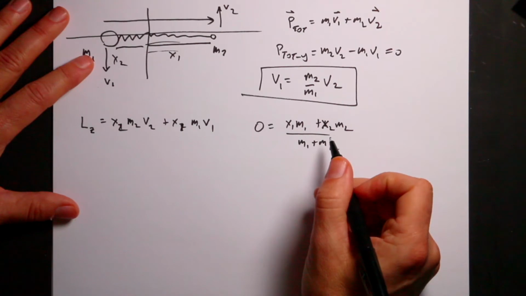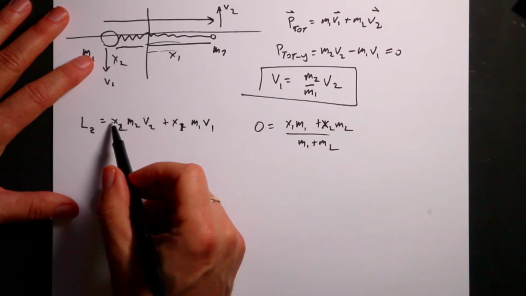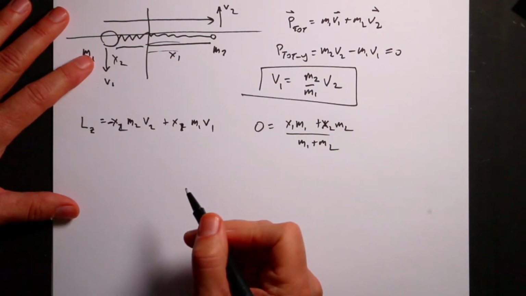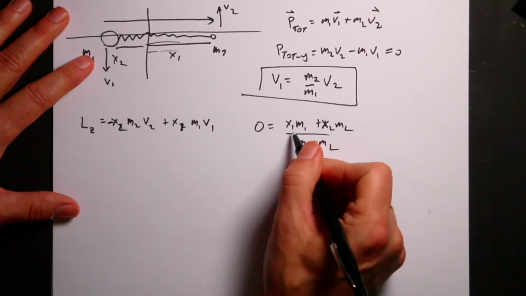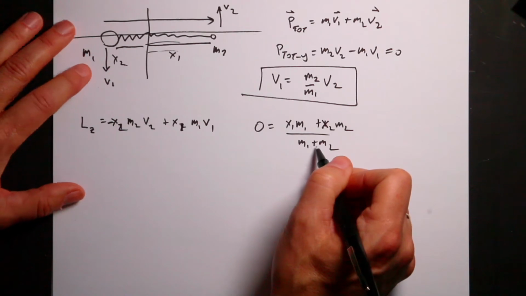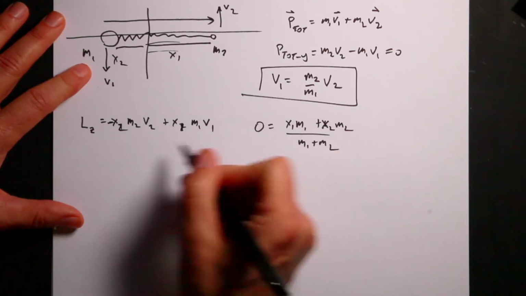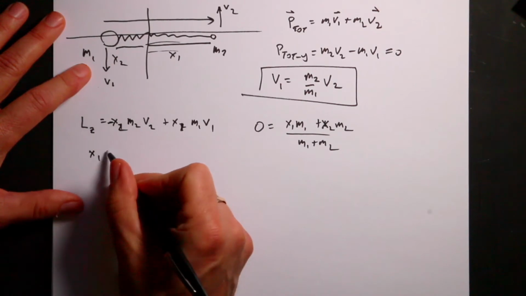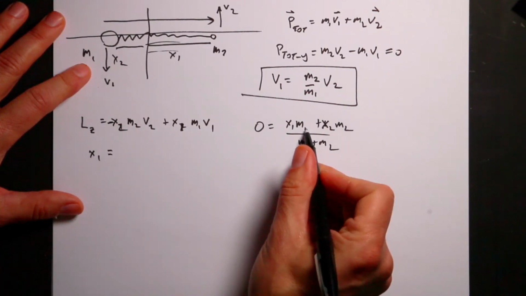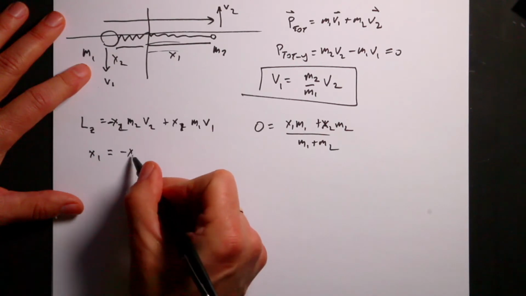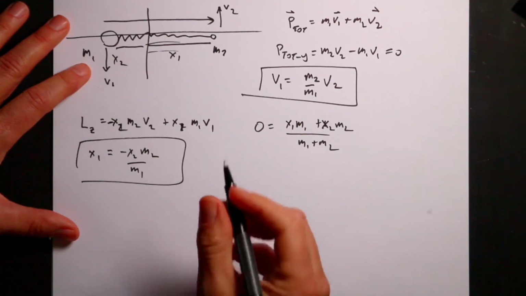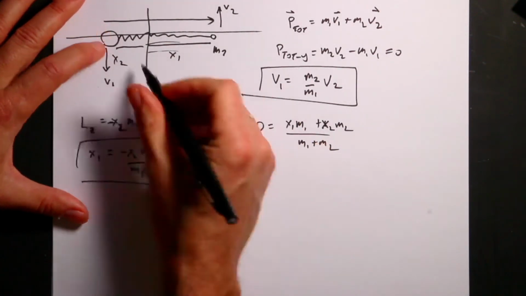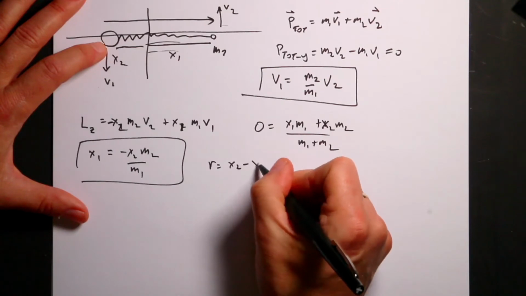And I made a mistake here. x2 is actually going to be a negative value. So let's call that negative right there. It's going to work out, trust me. I really could write this as a vector, and I will. But I need to find x1 and x2. That's what I want to do. So I can multiply both sides by the mass, and I get x1 equals, just solving this, negative x2 m2 over m1. Now, I also know that r, this is going to be x2 minus x1.